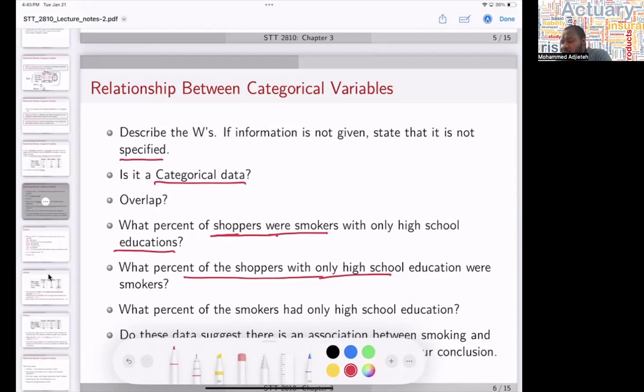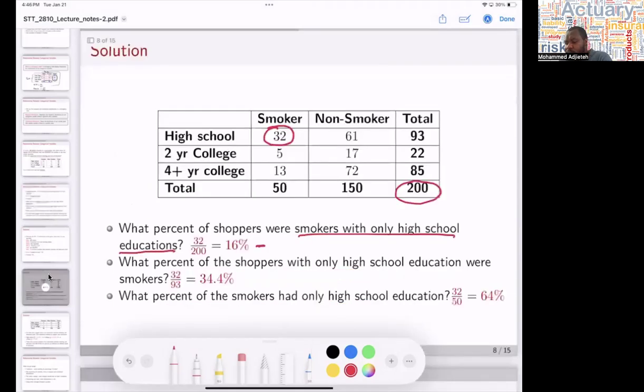We are looking for what percent of shoppers with only high school education were smokers. So now let's look at our table here. We are looking for what percent of shoppers with only high school education were smokers. So the people with only high school education are 93. And what percentage of them were smokers? 32. So it's 32 out of 93.